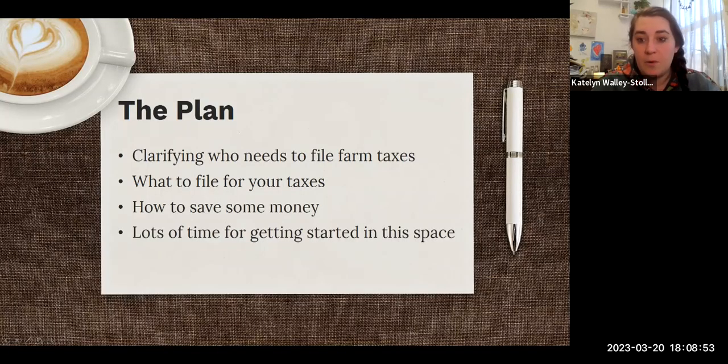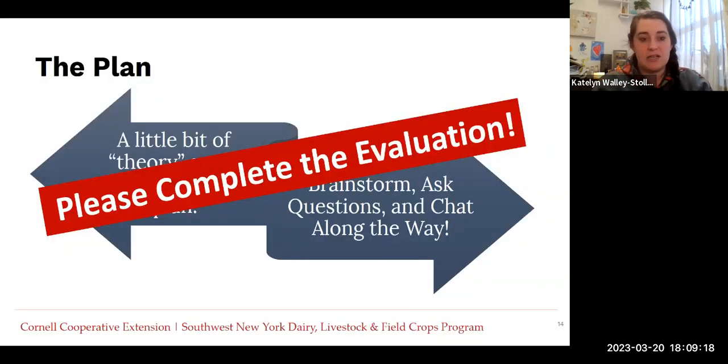We're going to talk a little bit more about clarifying who actually needs to file farm taxes. And for those of you who participated in our farm financial resolution, some of this will be a little bit of an overlap. Then we're going to talk about what to file for your taxes. What's the form you have to use? How do you do it? I'm going to hopefully help save you some money. And then we're going to have lots of time for getting started with just a variety of different topics and further resources. And again, there's going to be a little evaluation that pops up at the end of the seminar. Please go ahead and fill that out afterwards.